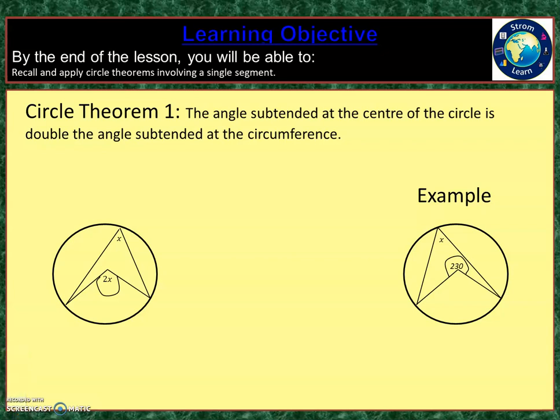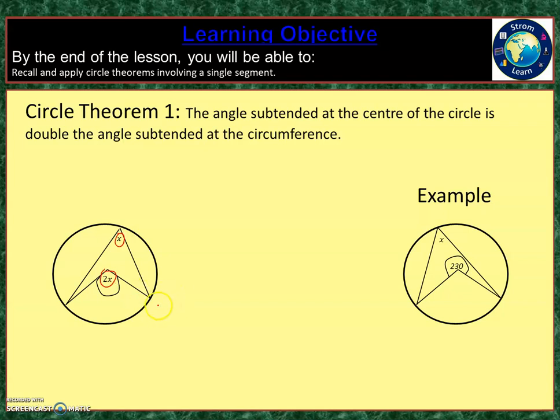Okay, so the first circle theorem states that the angle subtended at the centre of the circle is double the angle subtended at the circumference. And that's represented by this diagram on the left. So we can see here, if the angle at the circumference is x, then the one at the centre is 2x, so it's double the angle at the circumference. And you can do that either way around. So you can say the angle at the circumference is half the angle at the centre, or the angle at the centre is double the angle at the circumference.